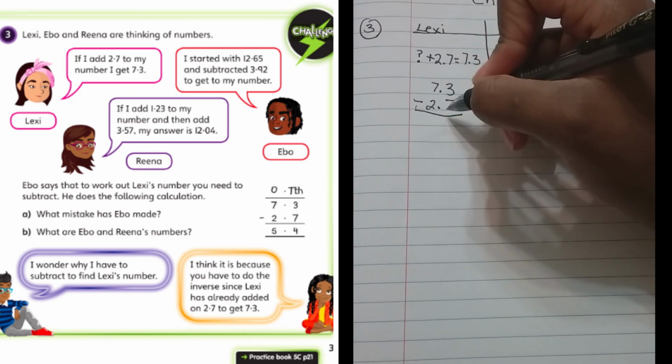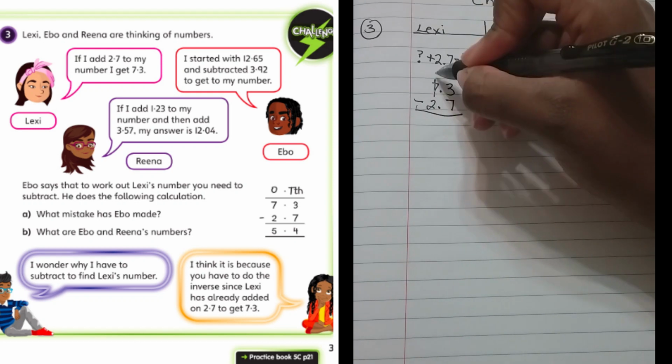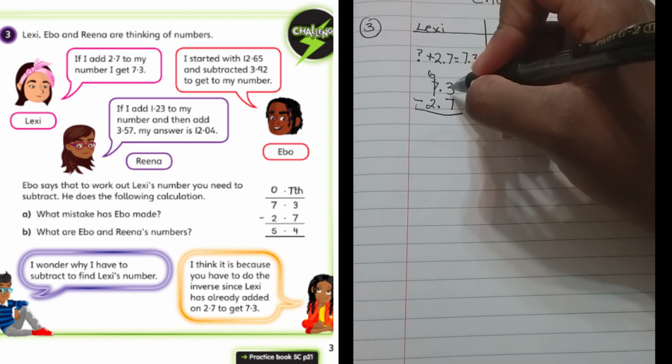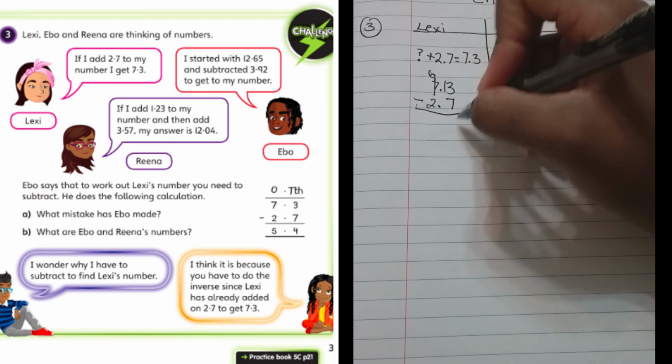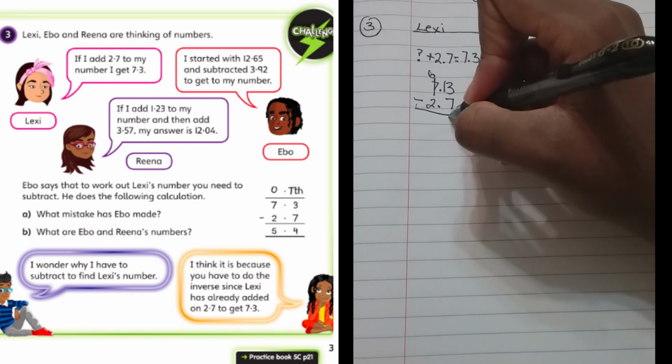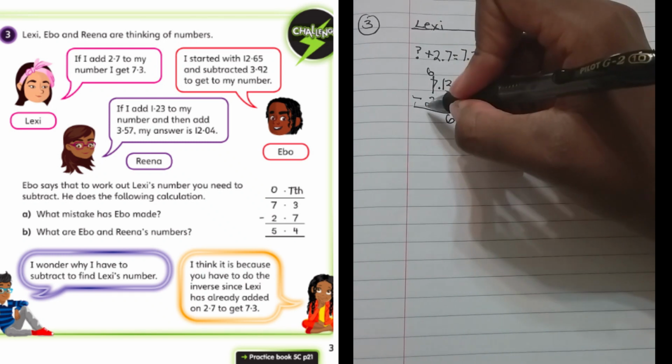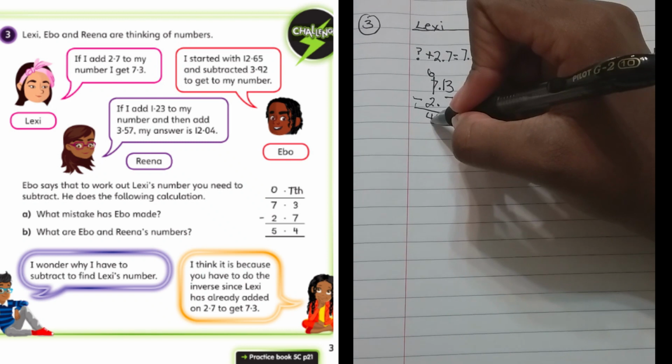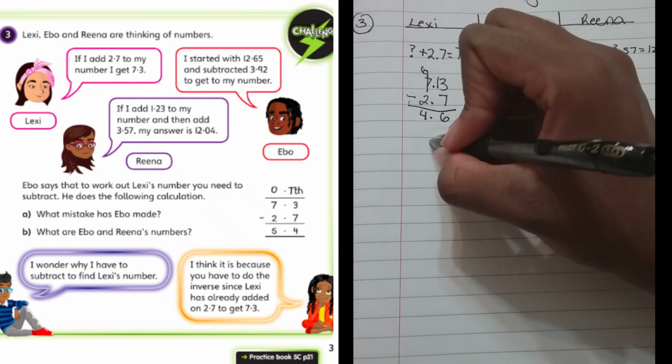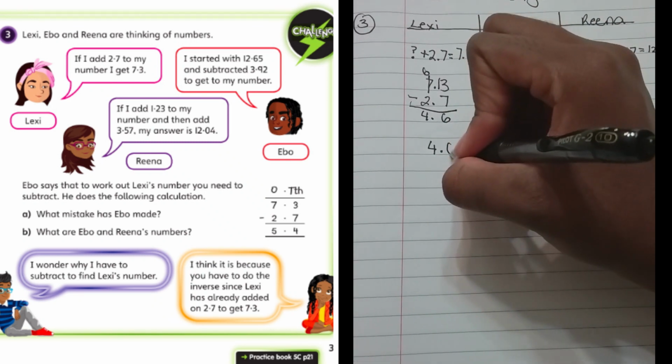Nope, because there's more on the floor. So I go next door and I get 10 more. That turns to 6. This becomes 13. 13 take away 7 is 6. 6 take away 2 is 4. So her mystery number is 4.6.